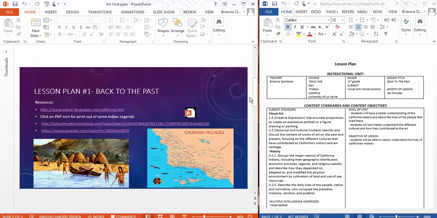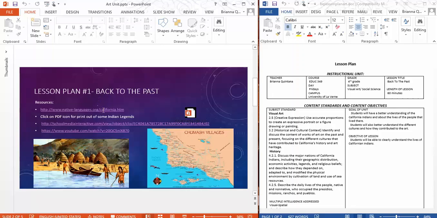The first lesson plan is the Back to the Past lesson. It's essentially where students are going to be looking back at the different types of Indians that used to live in California in the past. They're going to be looking at different things such as what they wore, where they lived, some of the legends that they had.